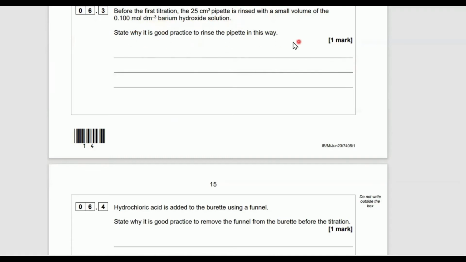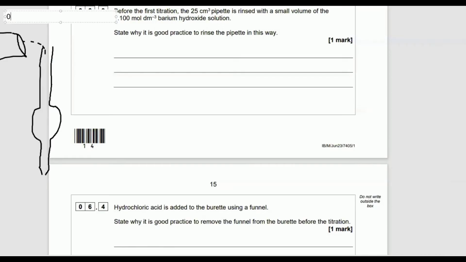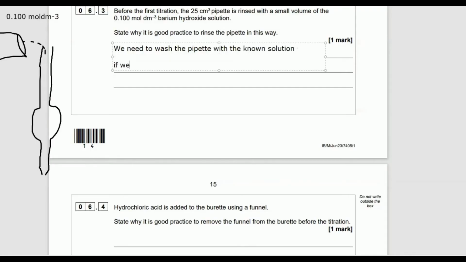6.3. Before the first titration, the 25 centimeter cubed pipette is rinsed with a small volume of 0.1 mole per decimeter cubed barium hydroxide solution. State why it's good practice to rinse the pipette in this way. So we're not talking about a dropping pipette, we're talking about the volumetric pipette, the one that measures exactly 25 centimeter cubed that we use for transferring solutions. Now, if we're going to put in it the known concentration, we mustn't rinse it with water. If we wash this pipette with water, it's the known solution, we're going to dilute it. And this means it's no longer going to be a known solution. It's going to have a lower concentration than we thought.